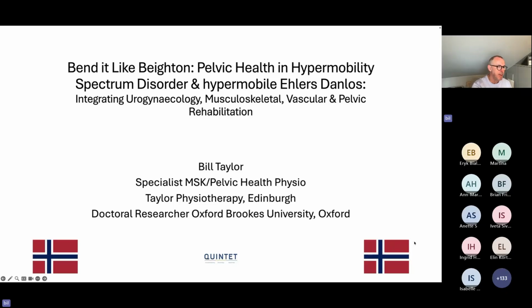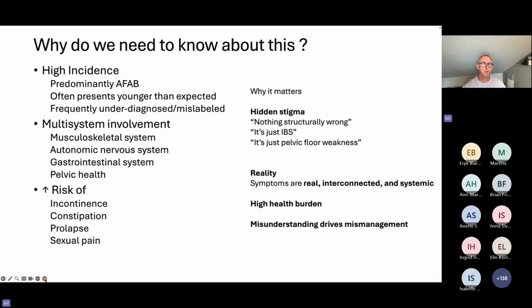So I think if I go to my first slide. There we go. So what do we need to know about this? We need to know about it because there's a high incidence of this, predominantly in women, those assigned female at birth. So in female patients, HSD is present in 20 to 30% of the population, and only a proportion of these individuals will become symptomatic.